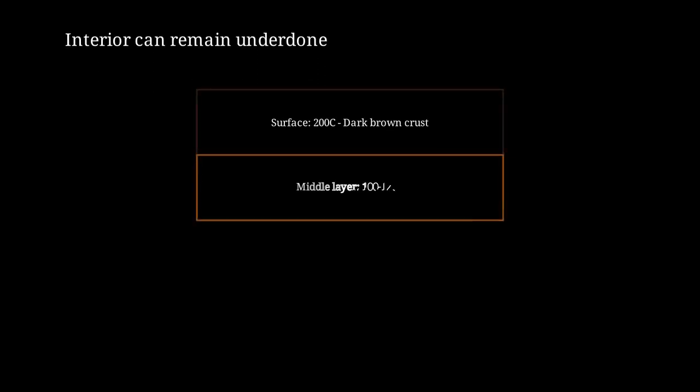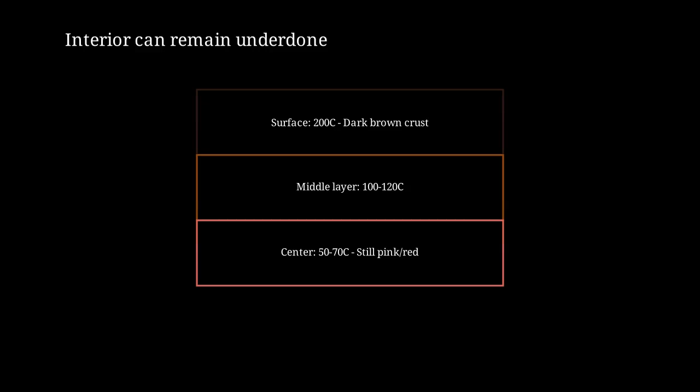This diagram shows the temperature gradient in meat cooked at 200 degrees for a short time. The surface is very hot and dark, while the center remains cool and pink.